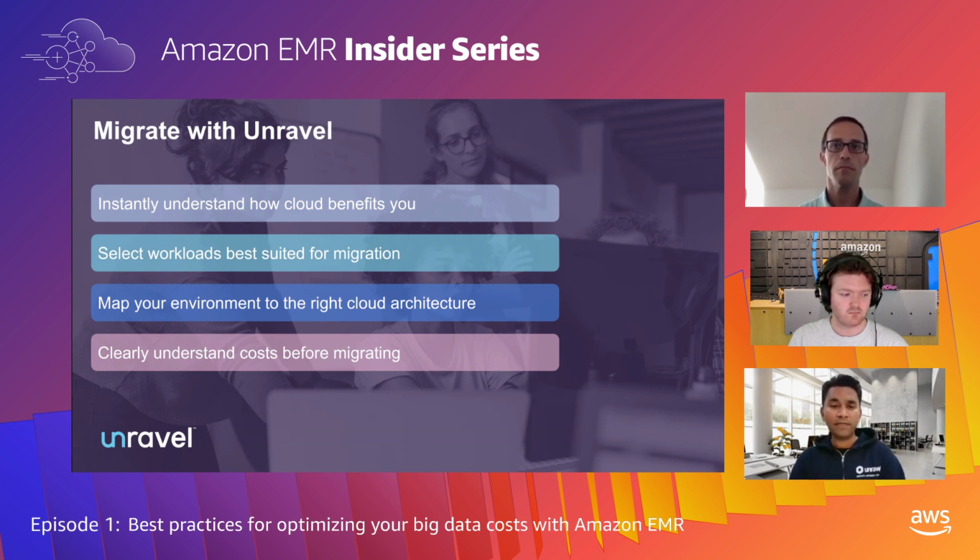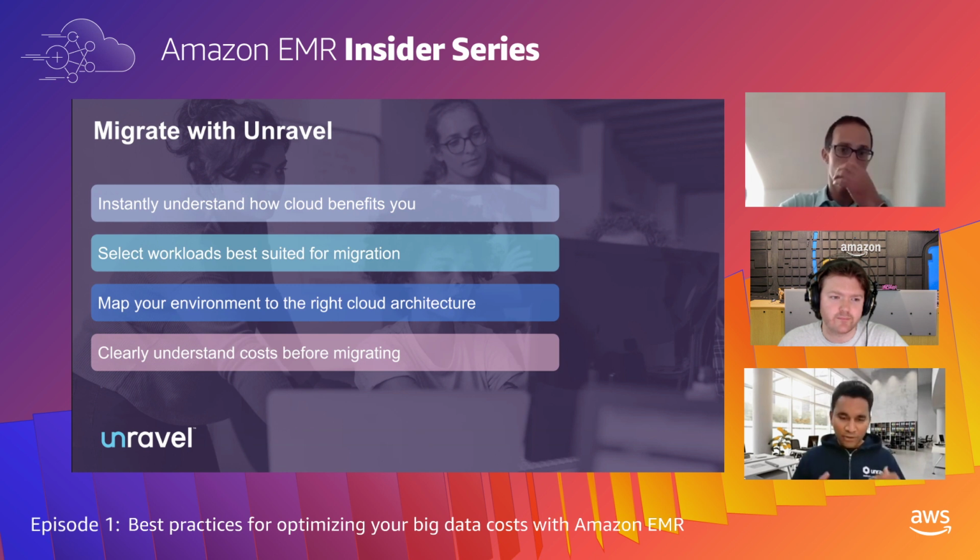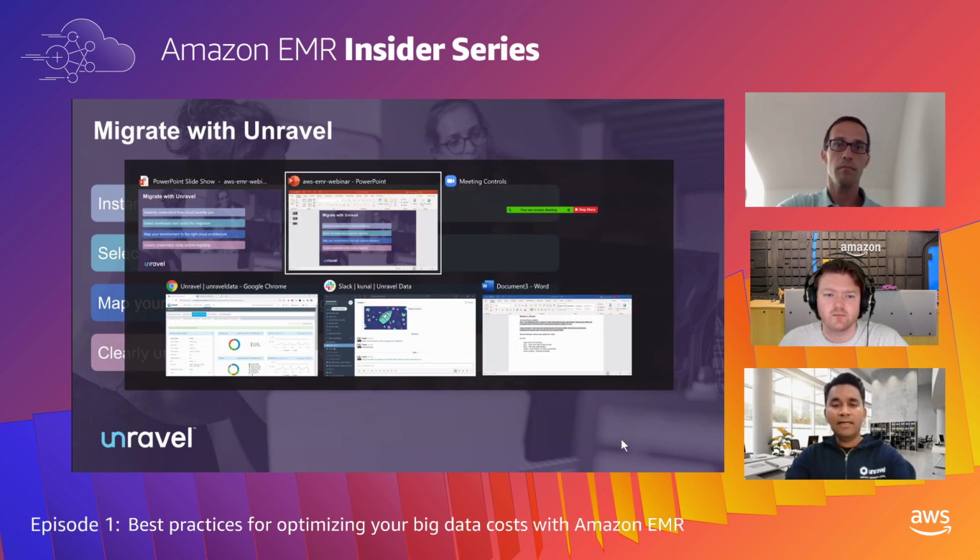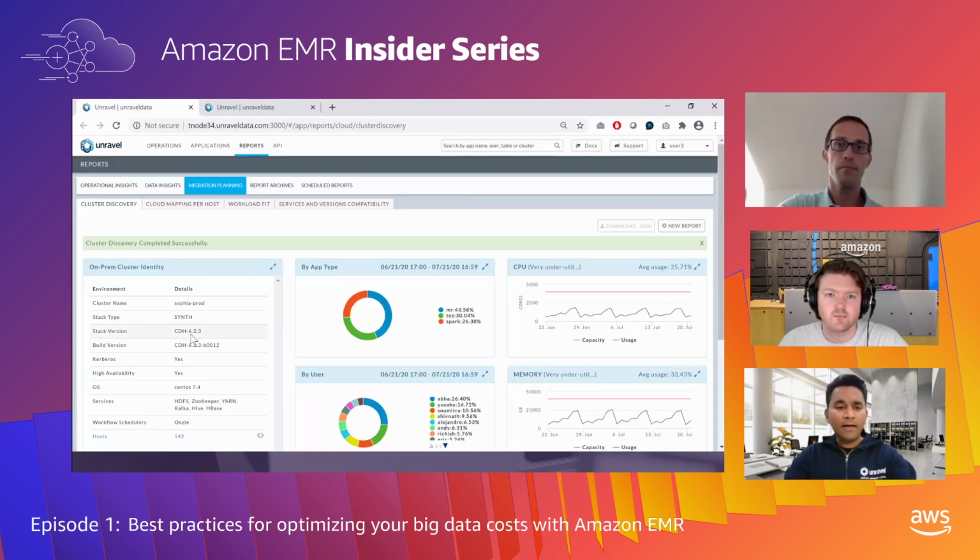Which workloads should be moving to AWS EMR? How would you map this current environment that you have to the right cloud architecture? What should that topology look like? Which instance types should you get? Should you use auto scaling? Should you use transient clusters? And clearly understand the cost and the effort before you migrate, right? Rather than just getting a ballpark estimate, actually have a data-driven approach to go and figure all of these different kinds of pieces out. So with that, I want to show you a couple of screens here.